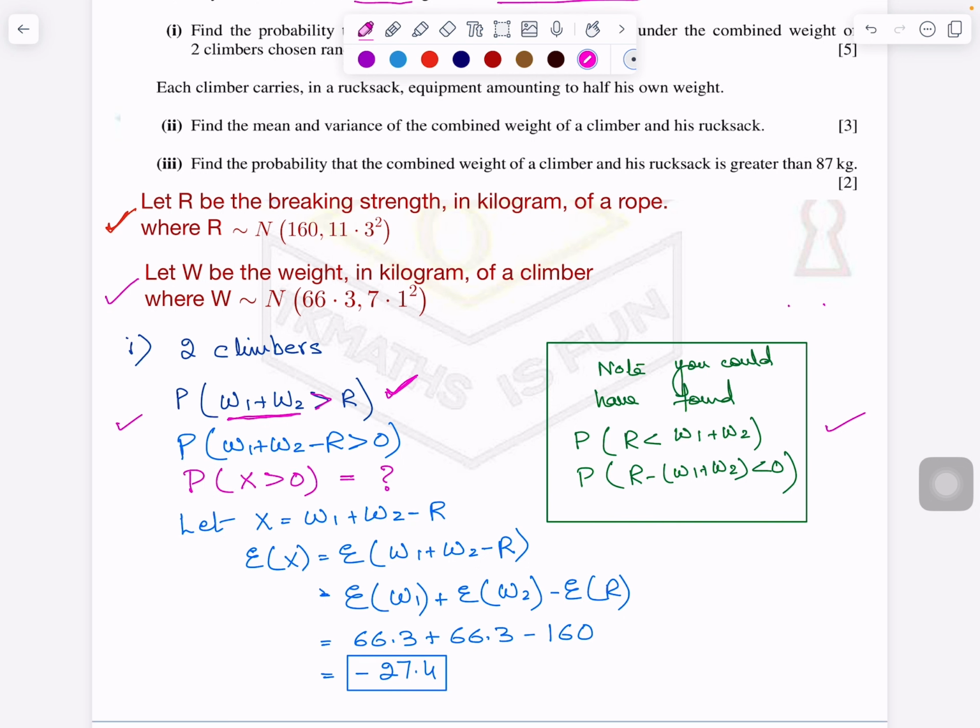Because I have to find a new distribution here, these are the distributions of only strength and weight, but now I'm talking about W1 plus W2 minus R. You can see here what I have written. I am calling it X. So I will find the mean of X and the variance of X. Agreed? For the mean of X, I have to find the mean of this. I have broken it into 3 parts, and the mean is given to me here. So I have simply substituted the values and added and subtracted, and I got a new mean of X.